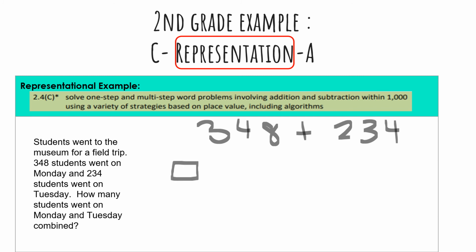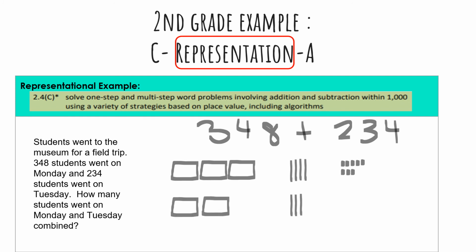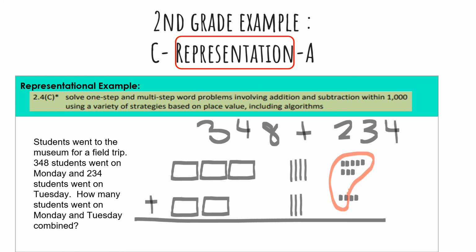Okay, so let's go ahead and look at 348. That would be represented this way. Let's look at 234. That would represent this way. Looks like I'm missing a cube. Okay, and there it is. Okay, and we could also add very similarly, combine the ones to regroup into a tens with 2 ones left over. And now we have 8 tens and 5 hundreds.